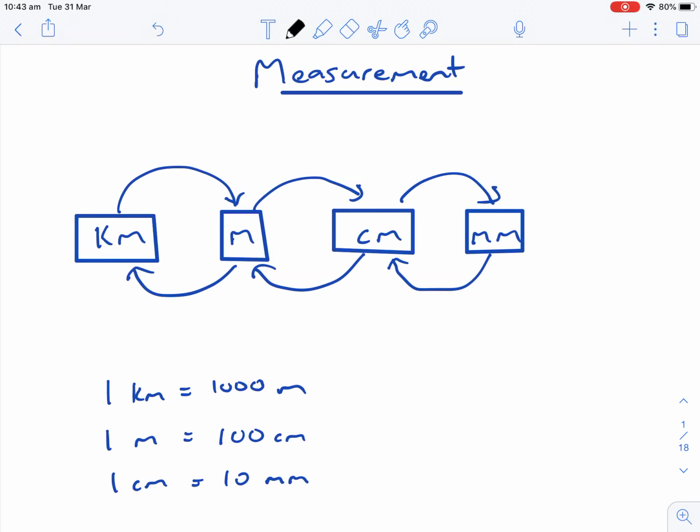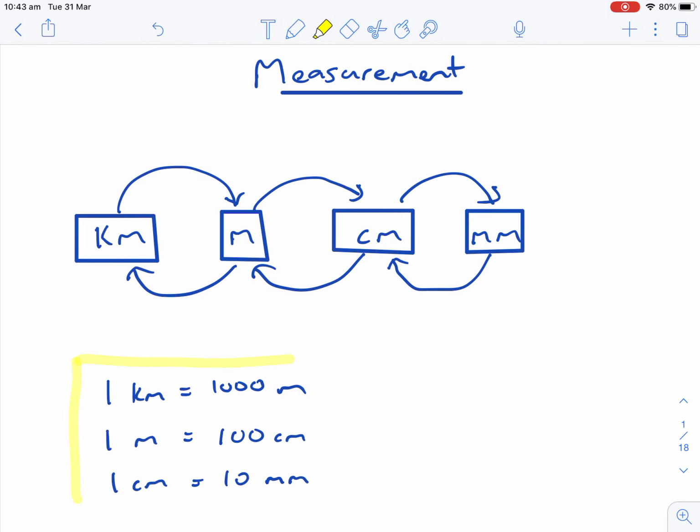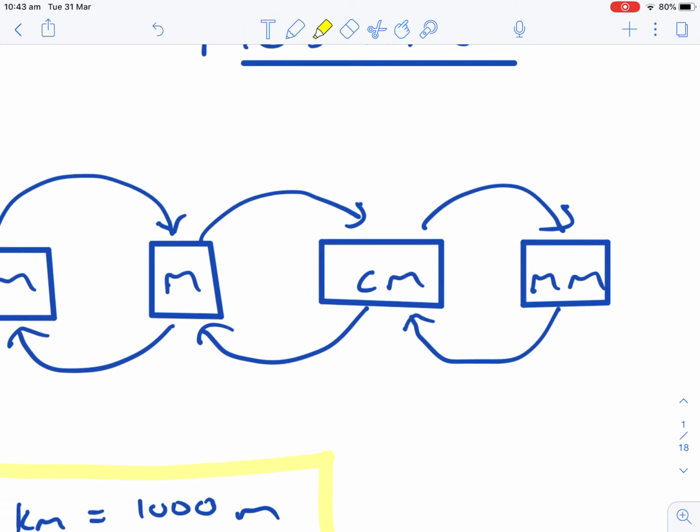Measurement. Okay, so we're going to start with linear measurement, which is the measurement of straight lines. Hopefully you'll all remember that 1 kilometre is equal to 1,000 metres, 1 metre is equal to 100 centimetres, and 1 centimetre is equal to 10 millimetres. So we're going to use this to fill in this little conversion diagram here.